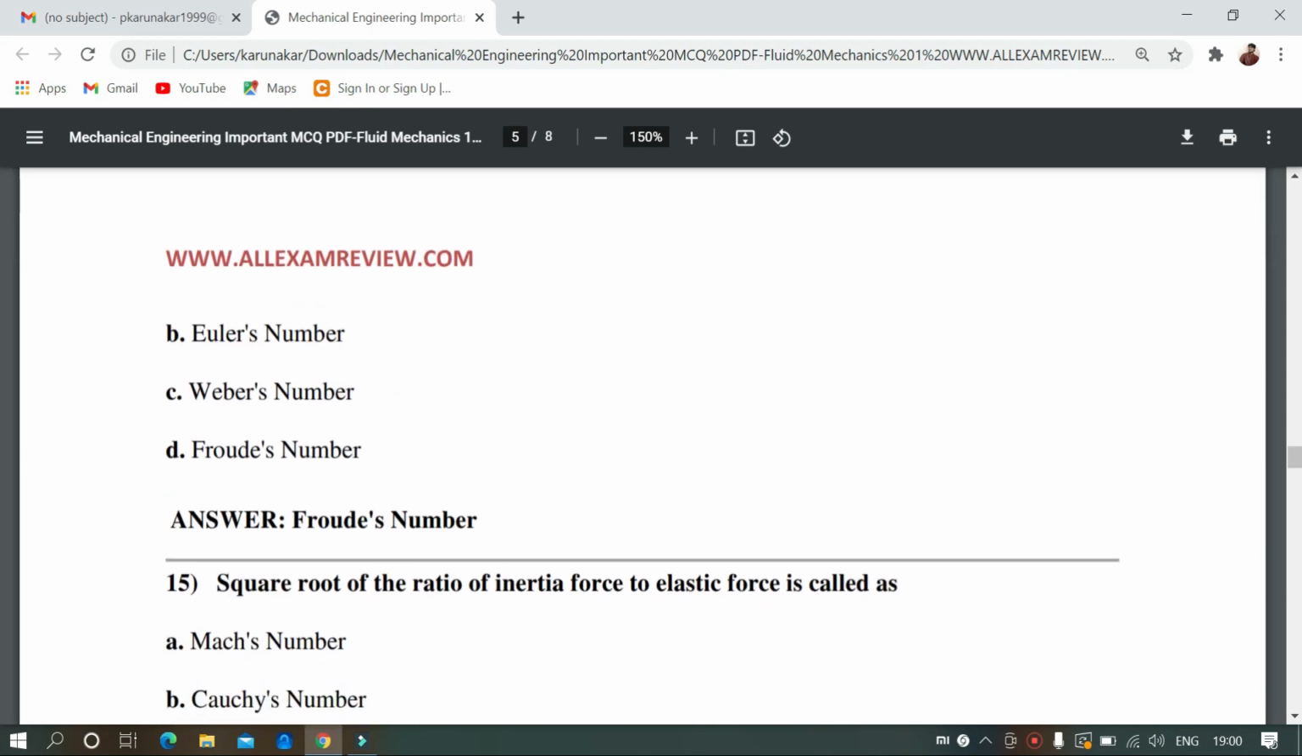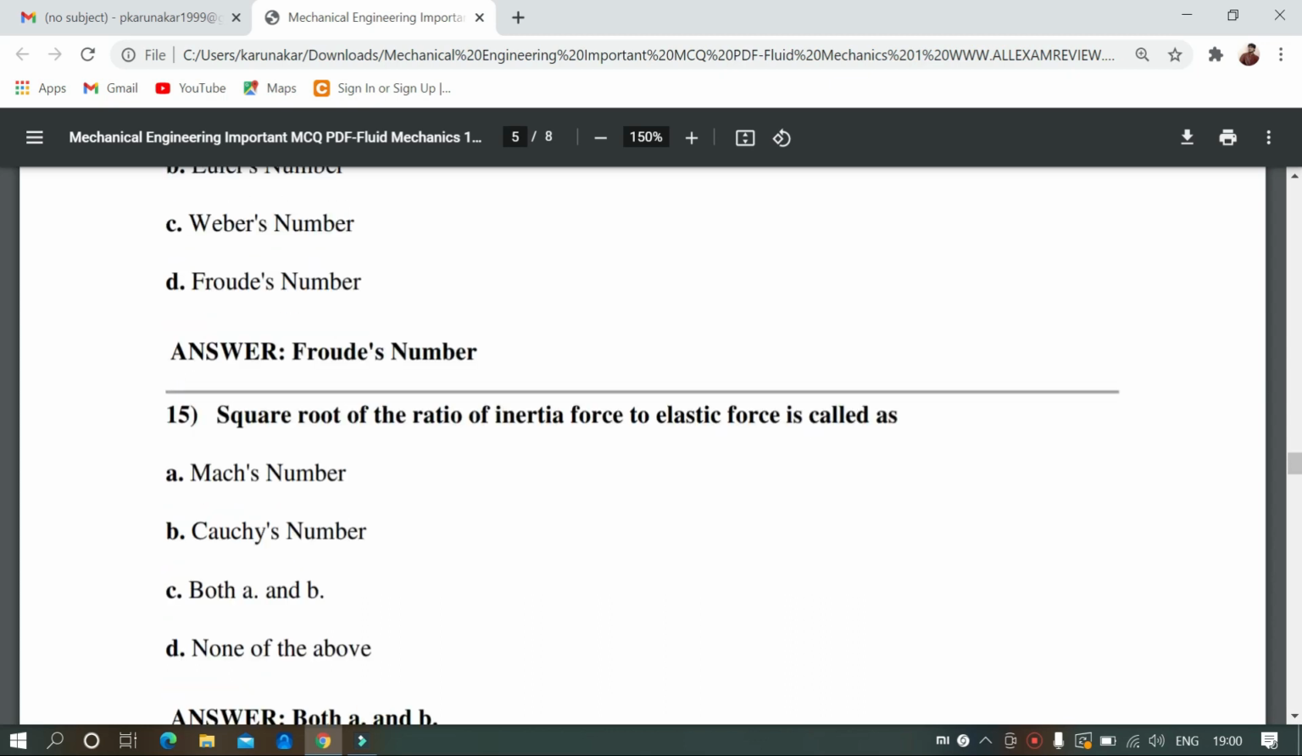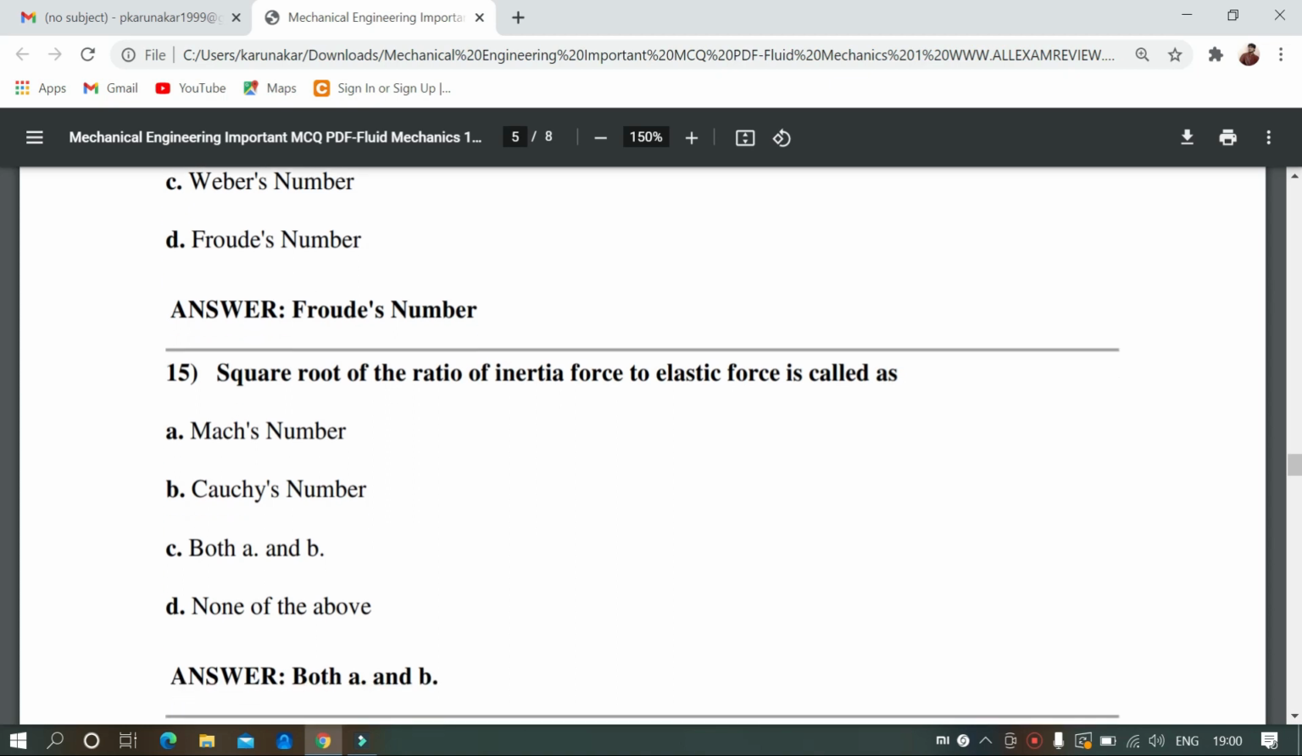Question number 15, square root of the ratio of inertia force to elastic force is called. Repeating the question, square root of the ratio of inertia force to the elastic force is called as option A, Mach number, option B, Cauchy's number, option C, both A and B, and option D, none of the above. The correct option is option C, both A and B. That's Mach number and also the Cauchy's number.